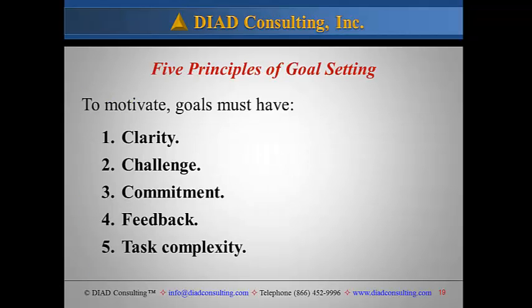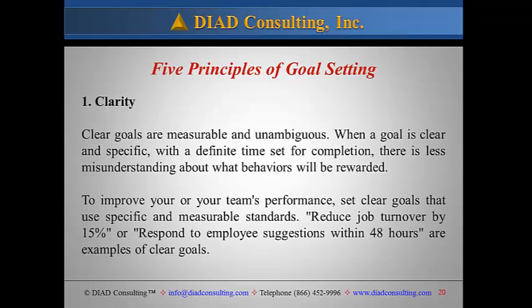The 5 principles of goal setting. To motivate, goals must have clarity, a challenge, a commitment. They must have feedback and task complexity. Clarity. Clear goals are measurable and unambiguous.